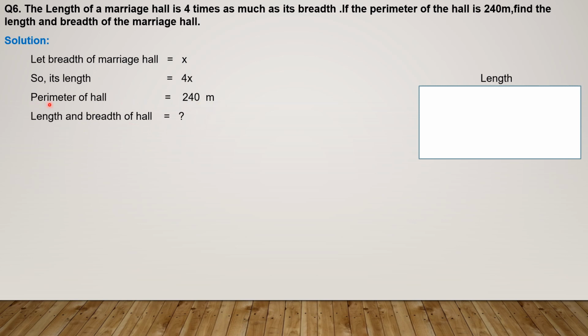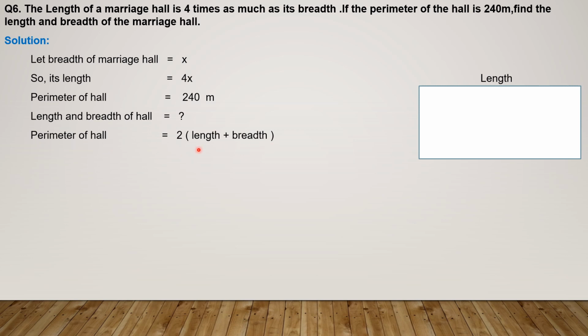Again in this question we will use the formula of perimeter of a hall and then we will put the values in it. So what is the formula of perimeter of hall? As you can see, this is a rectangle, so we will use the formula of perimeter of a rectangle, that is 2 times (length plus breadth). Why 2 times length plus breadth? Because here we have 2 lengths and 2 breadths. When we add all the lengths and breadths, we will get the perimeter. Got it? 2 times (length plus breadth) becomes the perimeter.